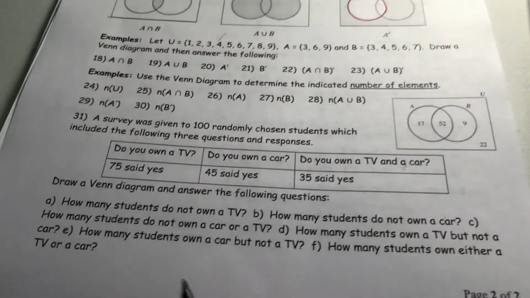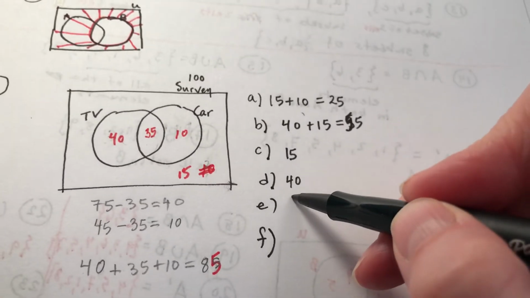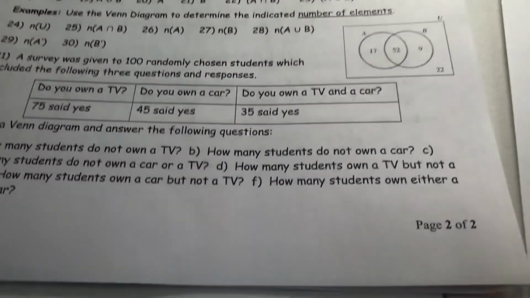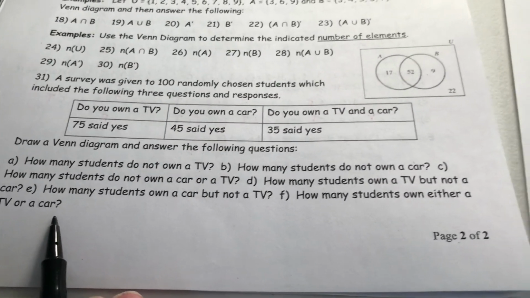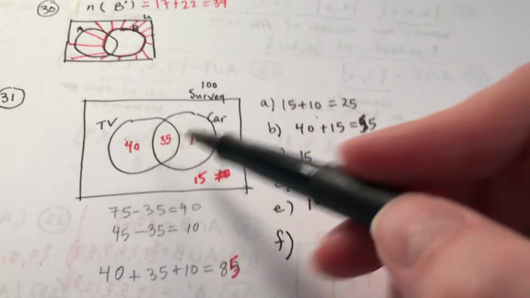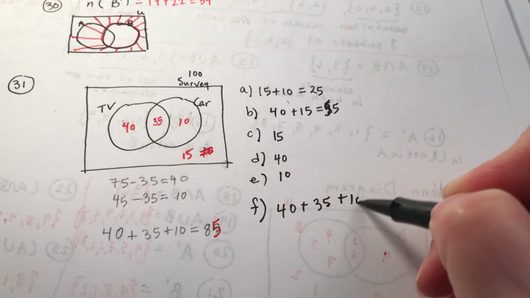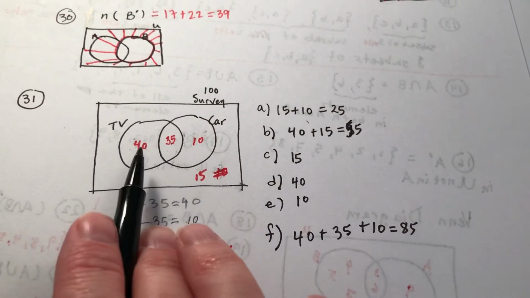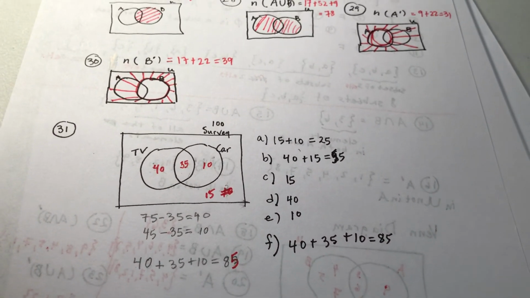E: how many students own a car but not a TV? Here are the ones who own a car, and those are the ones who own cars and TVs. So we're talking about the 10 outside of that. F: how many students own either a TV or a car? That's a very mathy question. Either or is talking about the union. So we're going to look at 40 plus 35 plus 10, which is 85 from over here, and those are the ones who own either or. All right, that takes care of this worksheet. See you later.